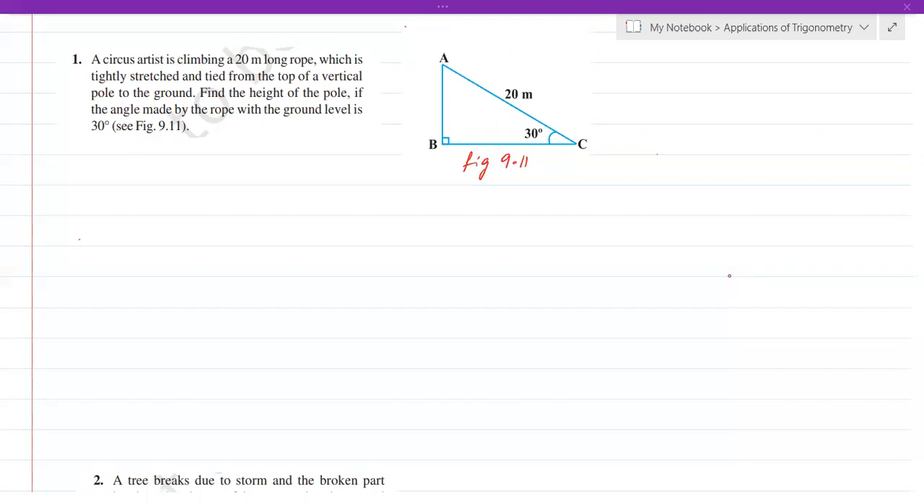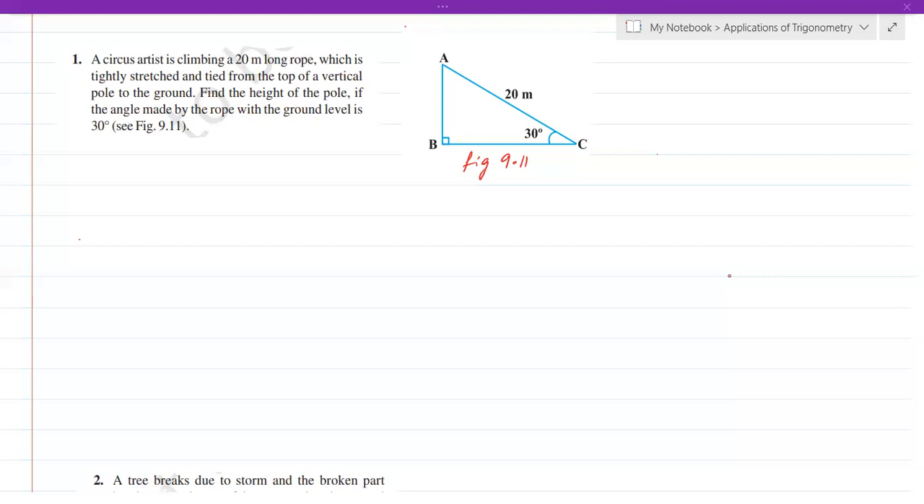If the opposite side is given and the adjacent side is required, or the adjacent side is given and the opposite side is required, we are going to use tan theta. If opposite is given and hypotenuse is required, or vice versa, we are going to use sin theta. If adjacent and hypotenuse are given, we are going to use cos theta. The most used is tan theta, remember that. Now let's come to the first question.